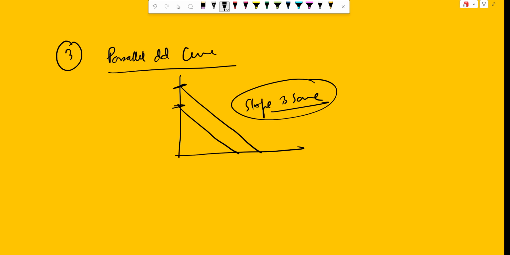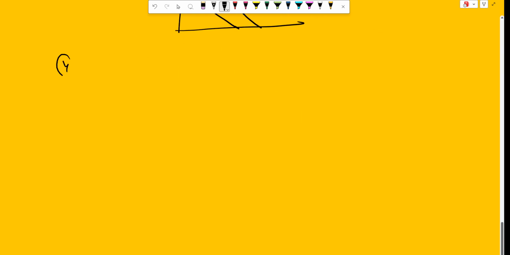So this is on the basis of the structure of the consumer, and two different consumers may have P equal to A minus BQ, this part is the same, but due to this thing they are having two separate scenarios. Now there may be a case of intersecting demand curve.